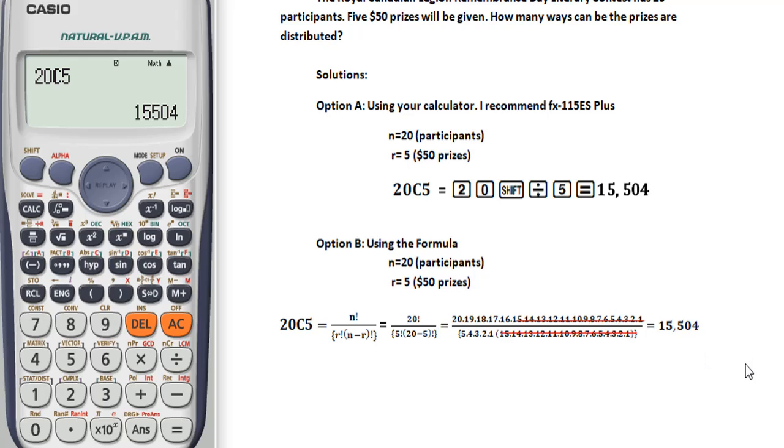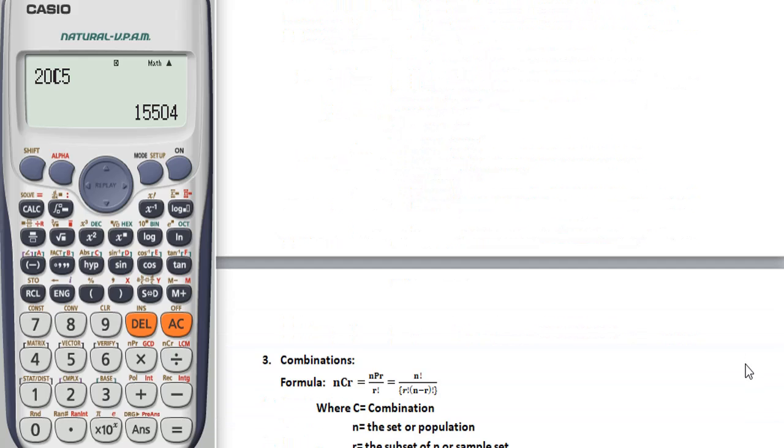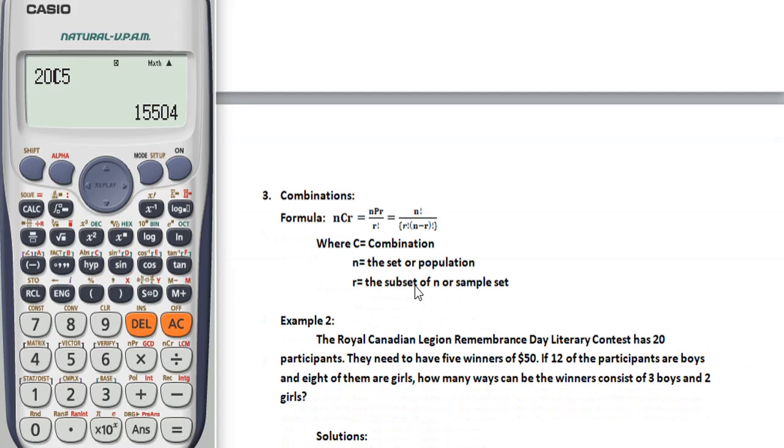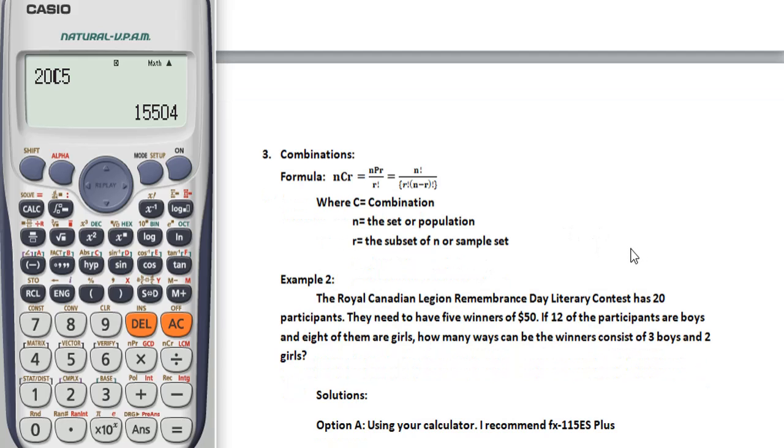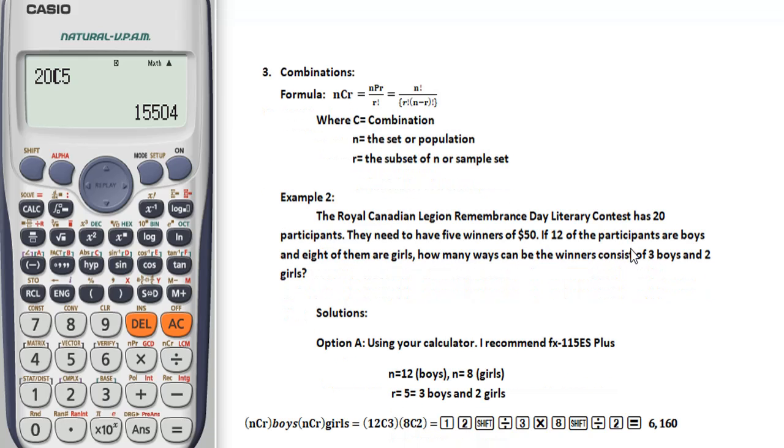And I have another example here for combinations. The formula is still the same, it's just that there's a little bit of a twist. For our example, the Royal Canadian Legion Remembrance Day Literary Contest has 20 participants. They need to have 5 winners of $50. If 12 of the participants are boys and 8 of them are girls, how many ways can the winners consist of 3 boys and 2 girls?